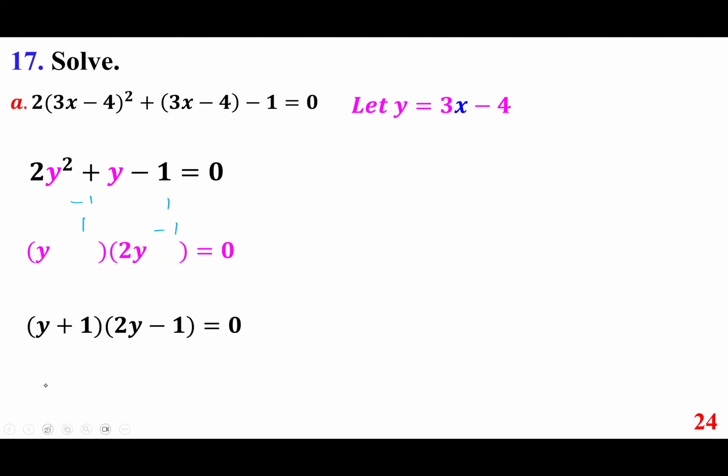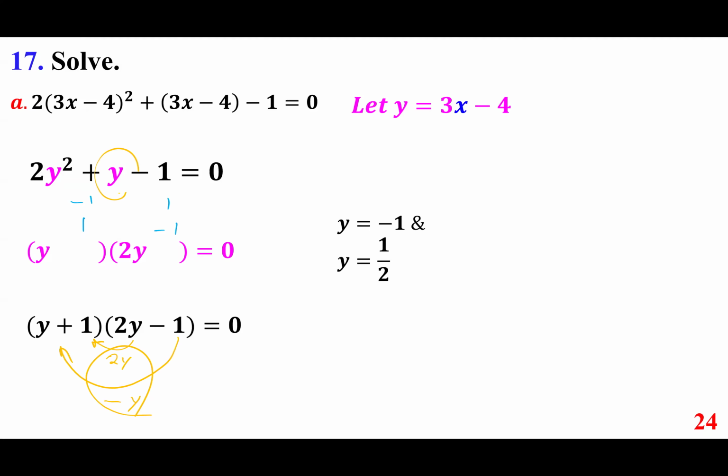Again, I want to show you that. When you multiply these two, you get the first term 2y squared. When you multiply these two, you get the last term negative 1. You are just concerned with the middle term. To do so, you multiply these two, you get 2y. You multiply these two, you get negative y. Then they must add up to y, and they do. Therefore, y is either negative 1 or 1/2.